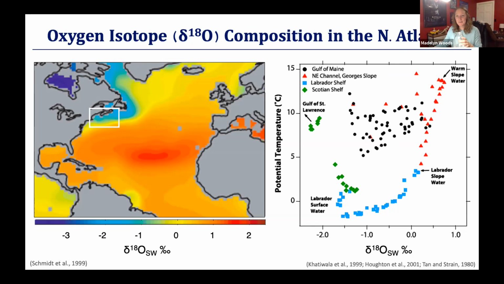the Georgia Slope water in red, the Labrador Shelf in blue, and the Scotian Shelf in green. So by creating high resolution reconstructions of circulation via temperature and the O18 composition over the Holocene, we can gain a better understanding of how the system was changing.